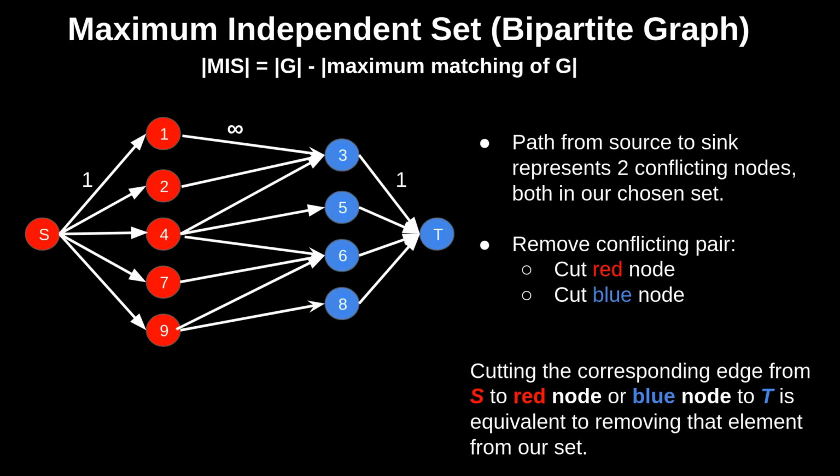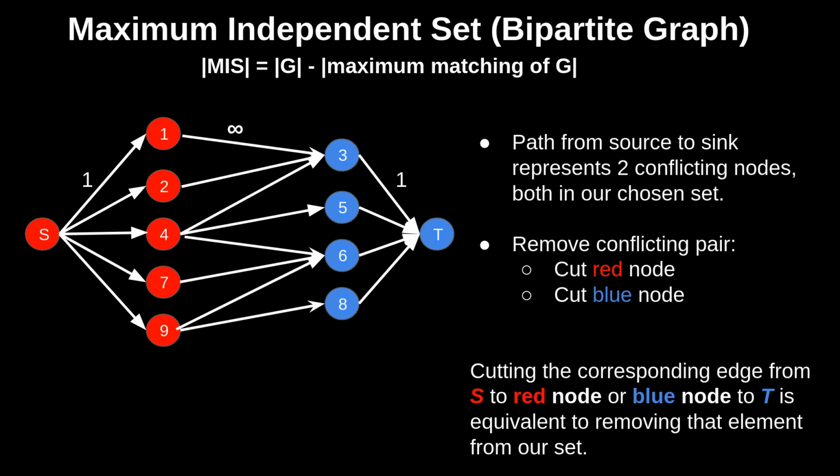Consider any path from source to sink. What that path represents is two conflicting nodes that are both in our set. If we have not cut the edges that connect them to the source or to the sink, then they are in the set. And so in order to remove a conflict, and in order to remove all conflicts, our only option is to cut the corresponding edges that connect the source to a given node. And by cutting that edge, it represents removing that element from the set.